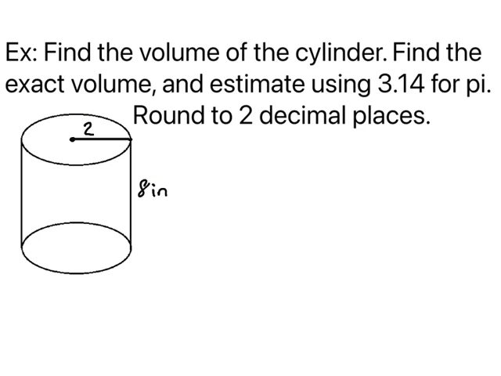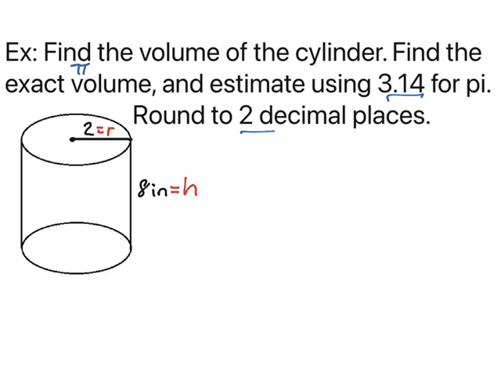All right, so we're going to find the volume of the cylinder given. We're going to find the exact value. Remember, that means we're going to use the symbol pi in our answer. And we're going to estimate using 3.14, rounding to two places. You can see we have a cylinder given. We have a 2. And notice that 2 is from the center of the base to the side, which means that is our radius, because the radius is from the center to an outside point. And then we have 8 showing how tall it is.